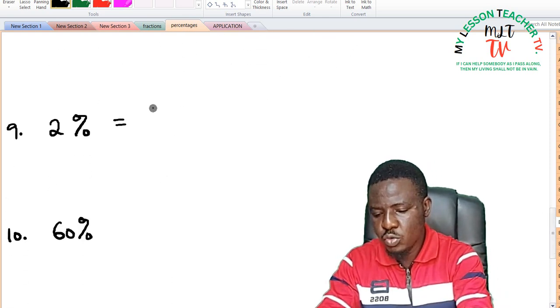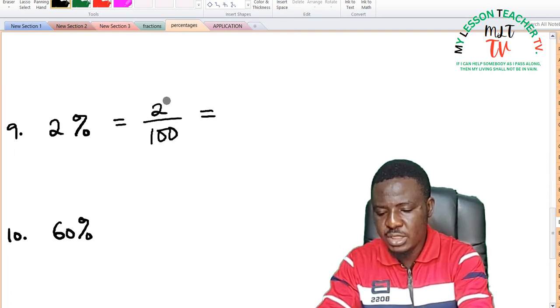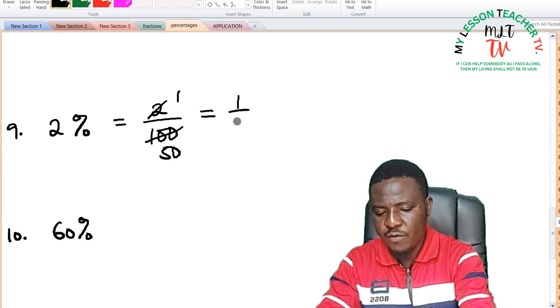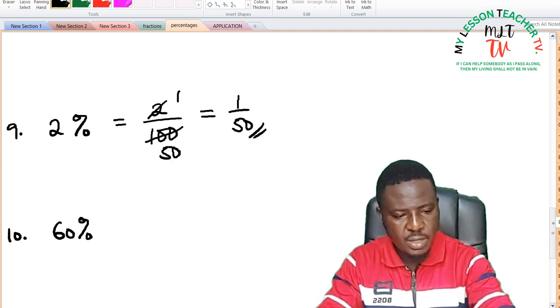2% is equal to 2 divided by 100. And 2 can divide both itself and 100, leaving us with 1 over 50 as our answer.